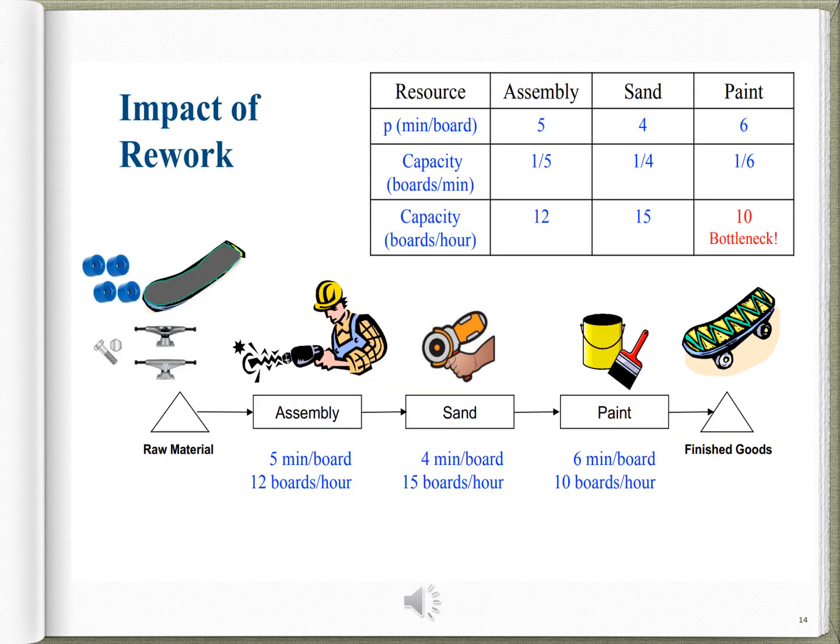Consider the simple example of manufacturing a skateboard. The first step, assembly, lasts 5 minutes per board. Sanding, the next step, lasts 4 minutes per board. Finally, painting lasts 6 minutes per board.